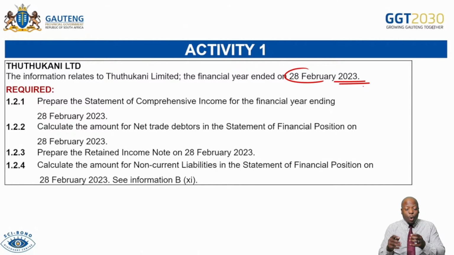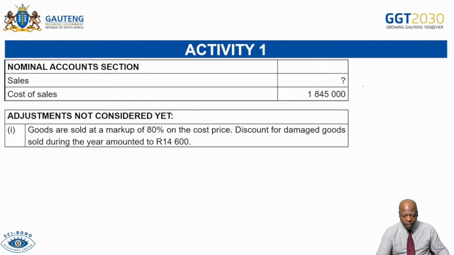Very important. So all the calculations that we're going to be doing, we have to remember that the financial year ends on 28 February, the year 2023. Okay, and then, so I have not flagged the entire question. I'm already starting to do calculations. But on your answer sheet, you will find that this information is already appearing. You have your list of balances, you have your balance sheet account section, and you have your nominal account section.